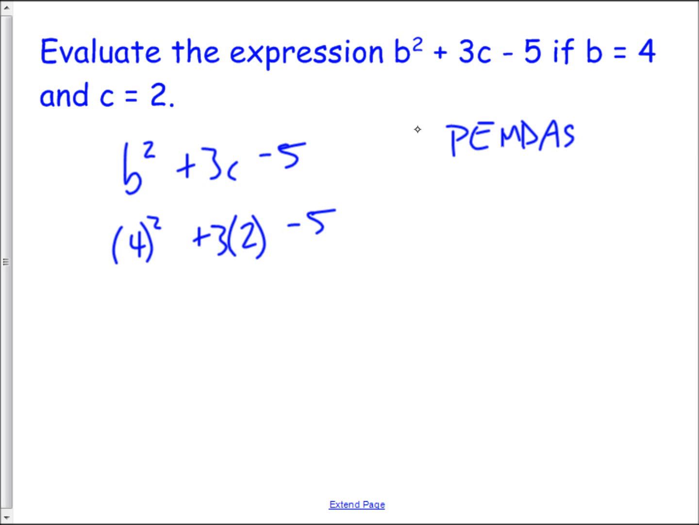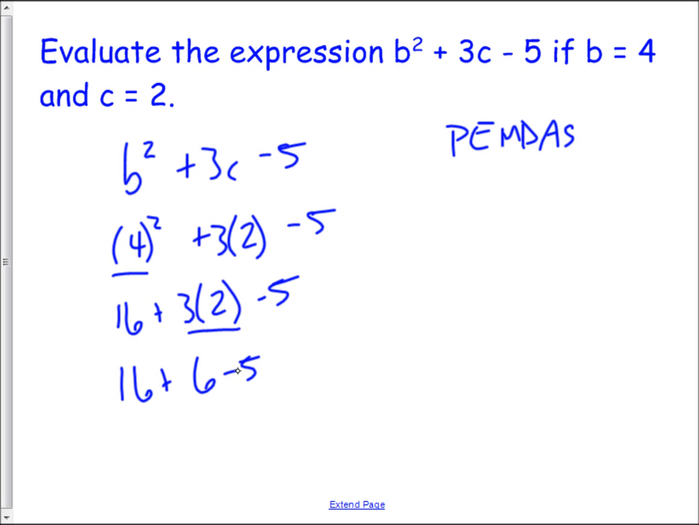All right, parentheses first, I don't really have anything to do. Exponents, 4 squared is 16 plus 3 times 2 minus 5. Now I do multiplication division. Well, I only have multiplication, so I'm going to do this part. Okay, let's go ahead and underline what we did. So 16 plus 6 minus 5.